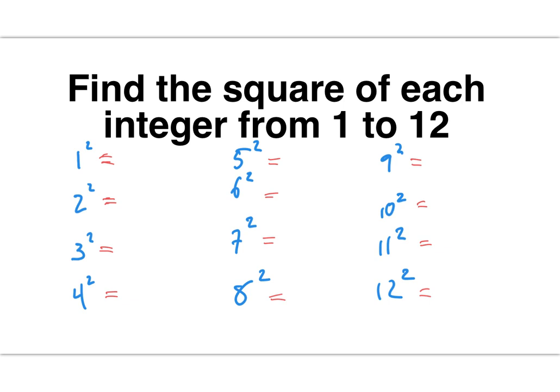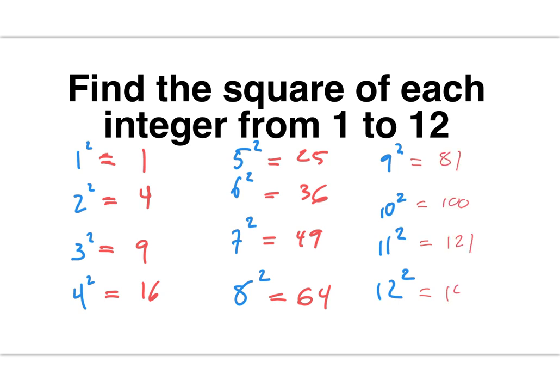All right, what do we got? First one, 1, then 4, 9, 16, 25, 36, 49, 64, 81, 100, 121, there you go. So those are going to be the most common squares that we're going to come across.